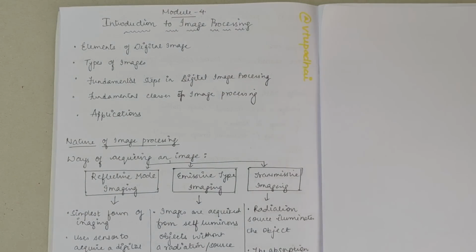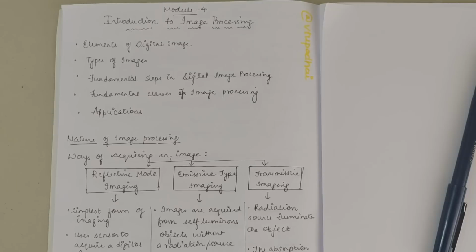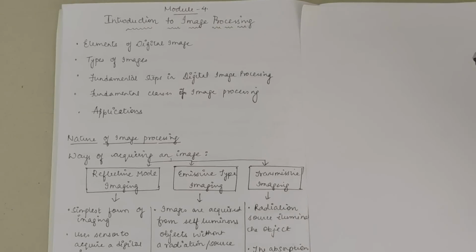So let's first discuss what a digital image is. A digital image is a representation of a two-dimensional visual scene that has been converted into a format that can be processed in digital devices. This digital image is composed of many tiny elements known as pixels. That is all about a digital image.